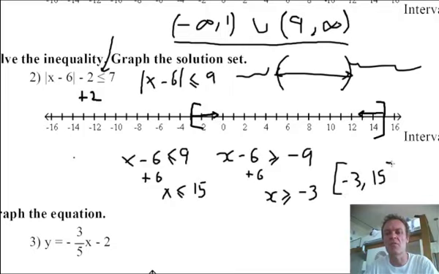So again, look at the difference. That's got brackets, but look at the difference here, and how I wrote the one above. Right, let's graph this equation.